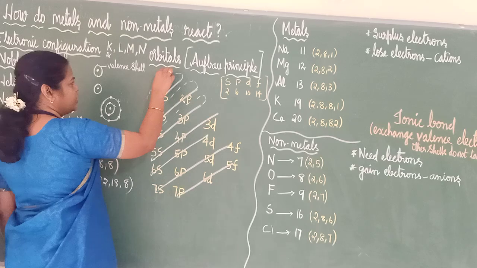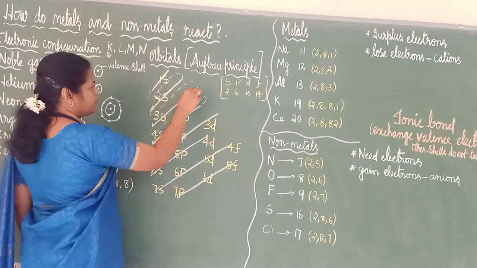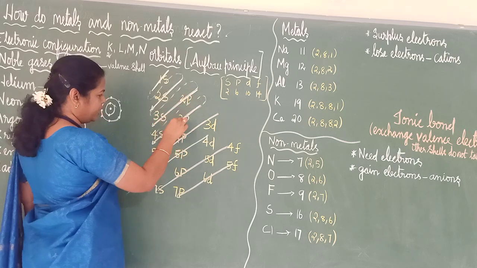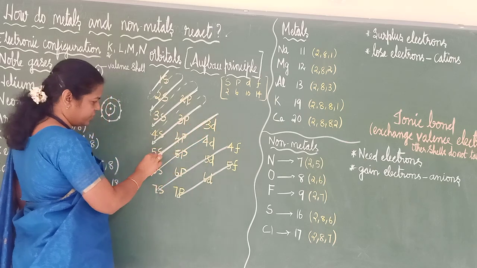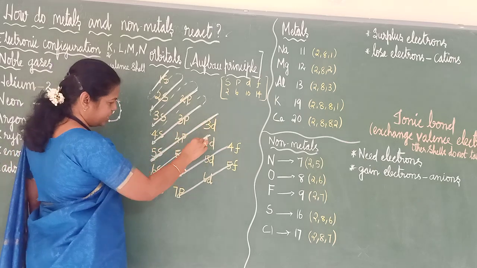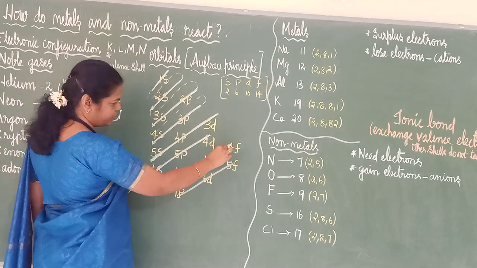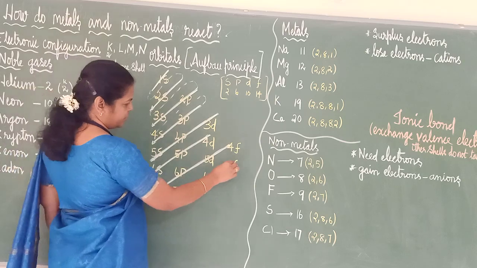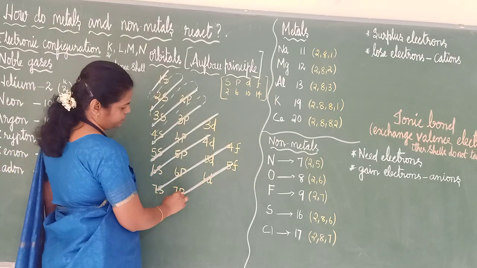See here, they have put a line like this. This is 1s, this is 2s, then 2p and 3s, 3p and 4s, 3d, 4p, 5s, 4d, 5p, 6s. See the lines, how nicely it's coming. 4f, 5d, 6p, 7s, 5f, 6d, 7p.